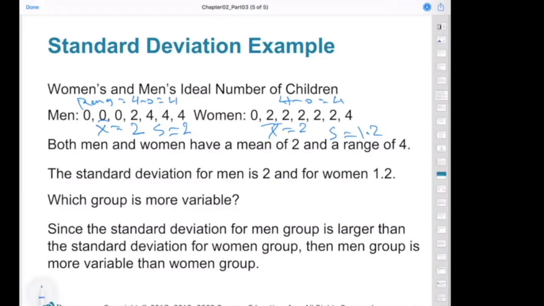As I said in the previous note, the larger the standard deviation, the larger what? The variability or the variation. Because the standard deviation for the men group is 2, it's higher than 1.2 for the women. So which one is more variable? The men group is more variable than the women group.